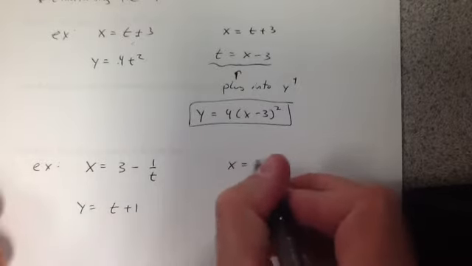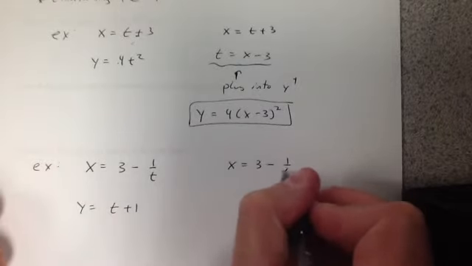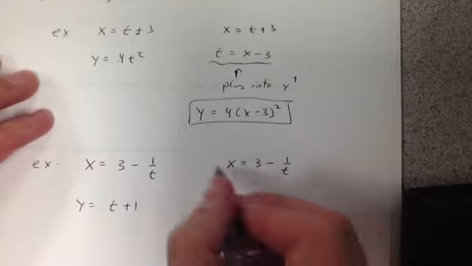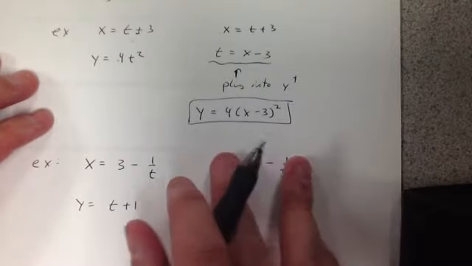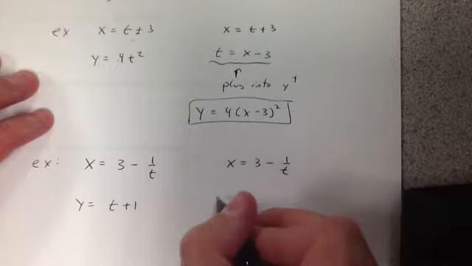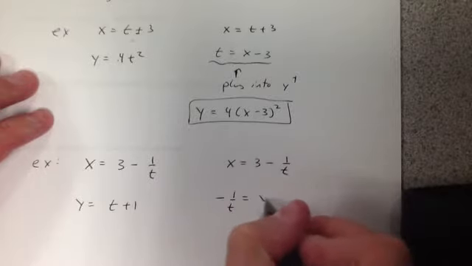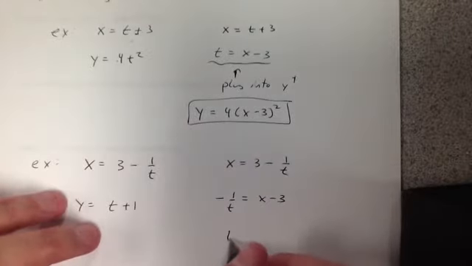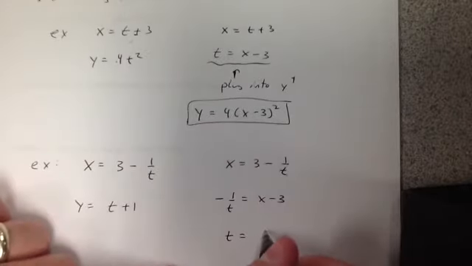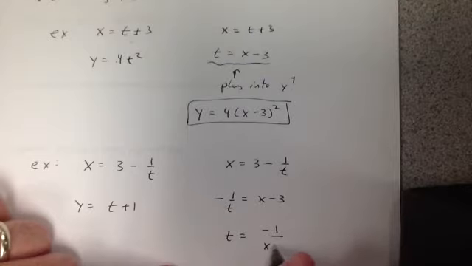If I have x equals 3 minus 1 over t, I'm going to subtract the 3, or multiply everything by t if you want to. You don't have to, but the easy way is just to subtract 3. So we get negative 1 over t equals x minus 3. I'm going to do two things: flip it, and change the signs. This becomes negative 1 over (x minus 3).